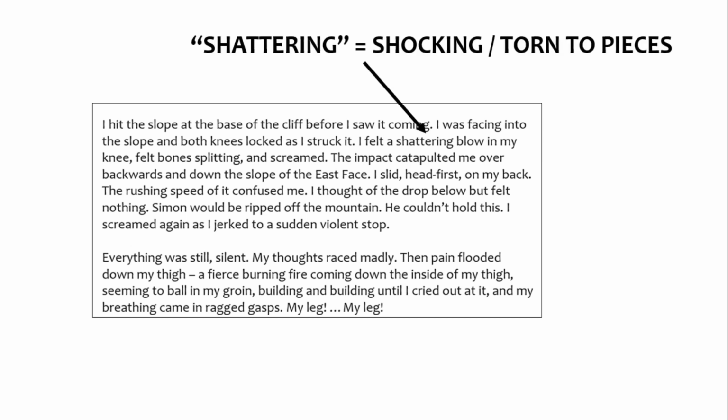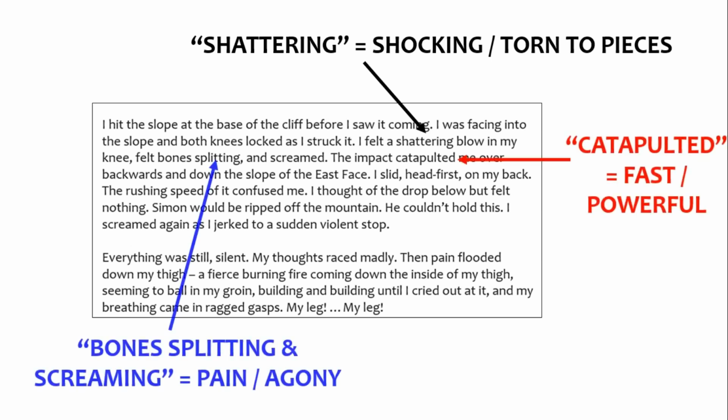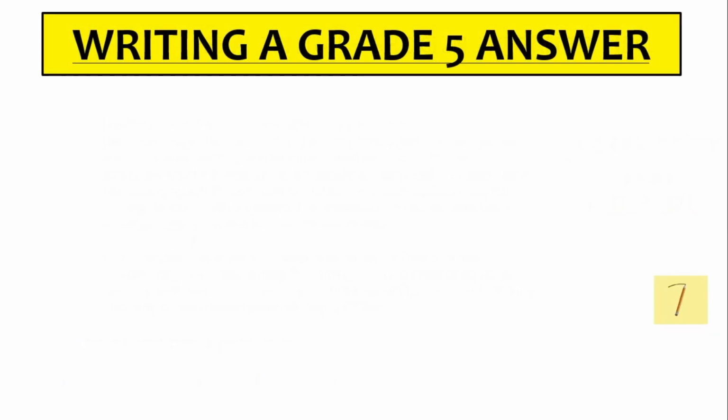So I've picked out "shattering". It could have just said "I felt a blow in my knee". They've put "shattering", so basically shocking. It was shocking to him and torn to pieces. They put "catapulted", which shows that he went fast and powerfully down the mountain. "His bones splitting", so that's a horrible image. So "splitting" suggests pain and agony, that his leg's basically broken into two.